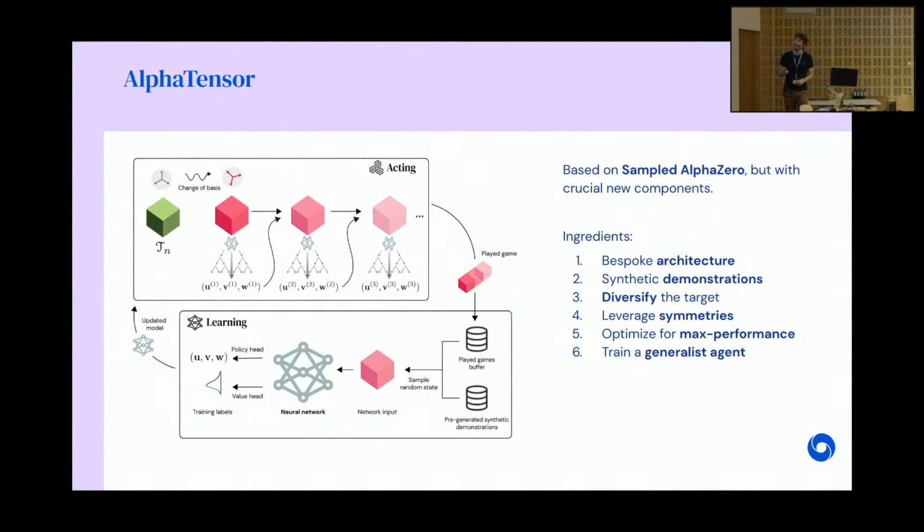Okay, so in summary, I talked about AlphaTensor, which is an extension of AlphaZero with these 6 key ingredients that go from AlphaZero to AlphaTensor. And just to give you an idea, out of these 6, there are 4 that are absolutely crucial. Without them, the performance degrades significantly. And these are having a bespoke architecture, the synthetic demonstrations, diversifying the target, so increasing the size of the test set, and training a generalist agent. The other two also gave improvements, but not as huge ones as the other 4.